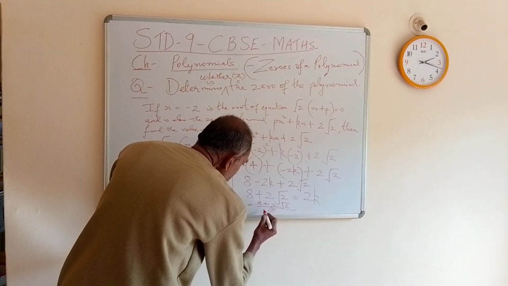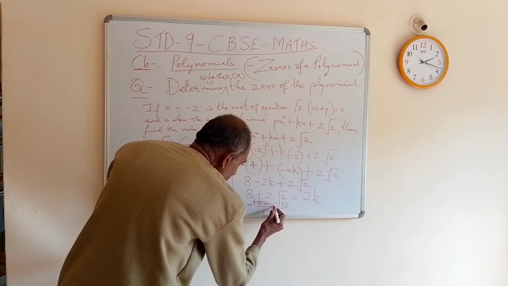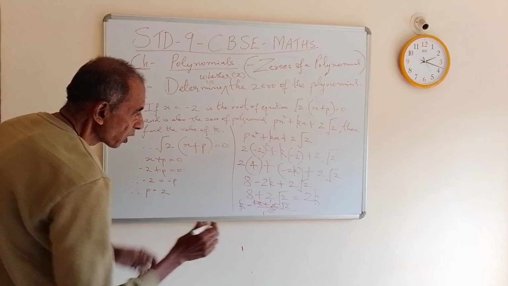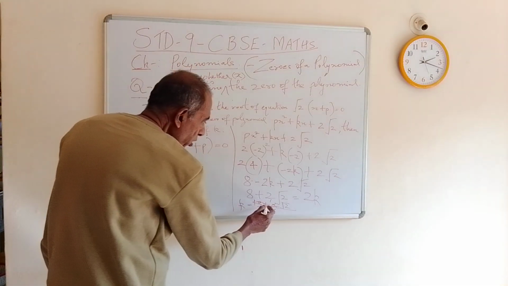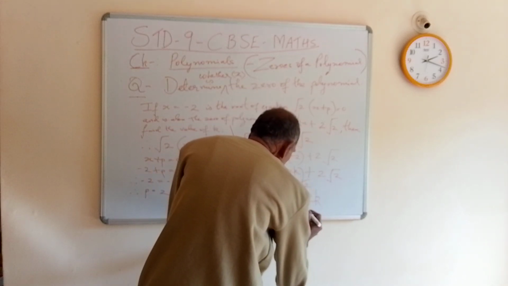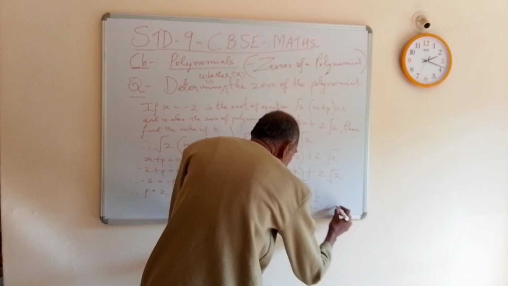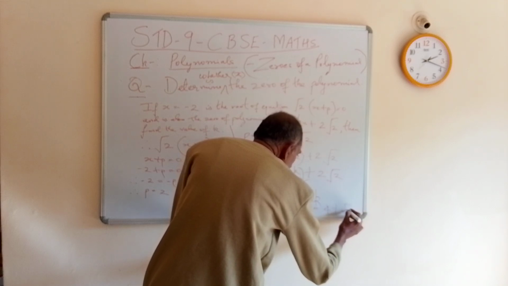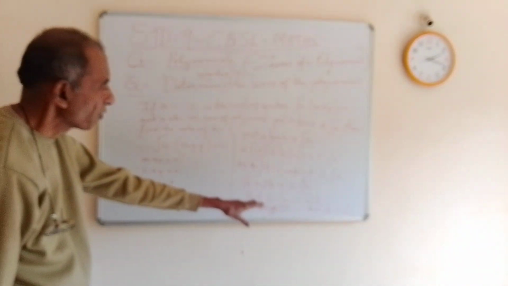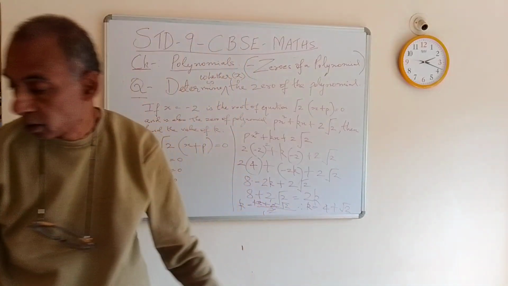Okay, so 2 ones are 2, 2 fours are 8. Then again this is 2 here. So 2 ones are 2, 2 ones are 2. So what is remaining here is 4 plus root 2. So therefore k is equal to 4 plus root 2. That is the value of k. So we have found the value of k is equal to 4 plus root 2. Got it?